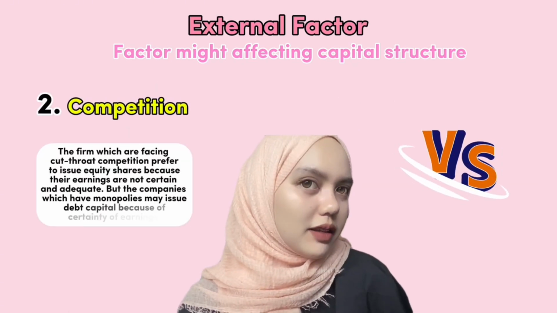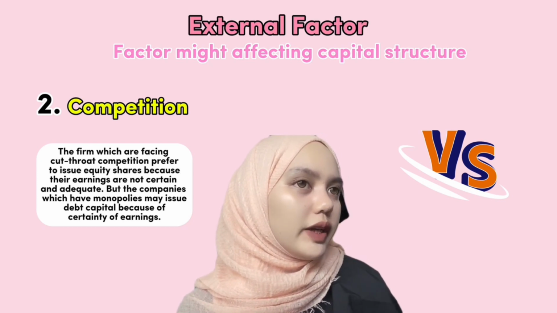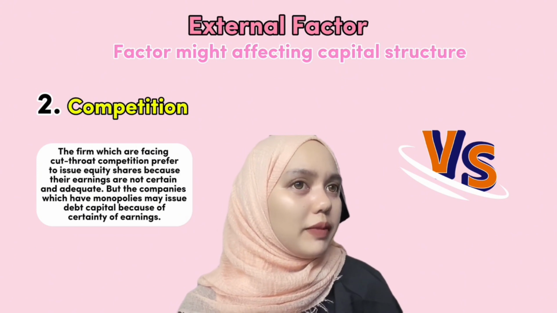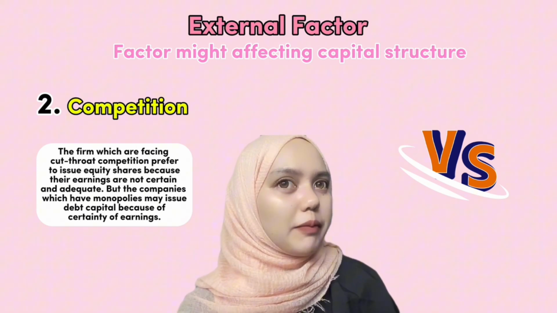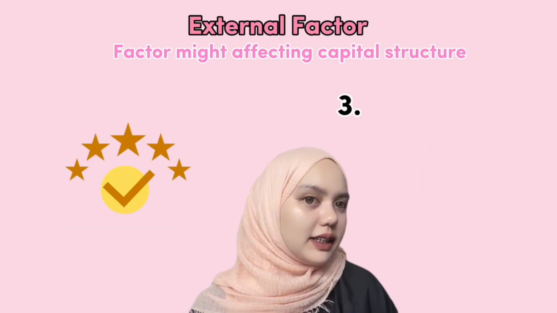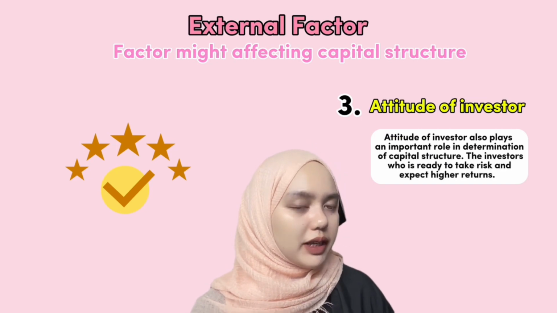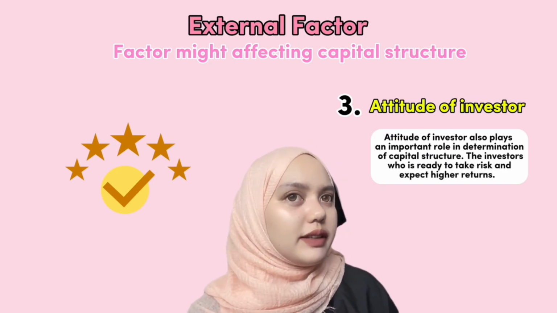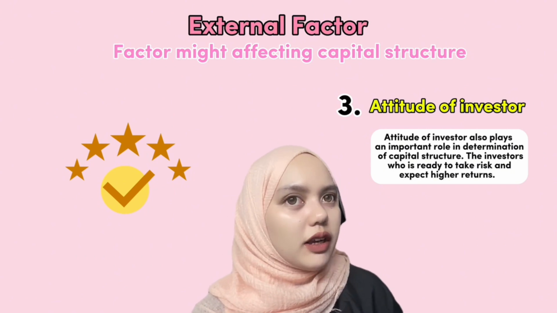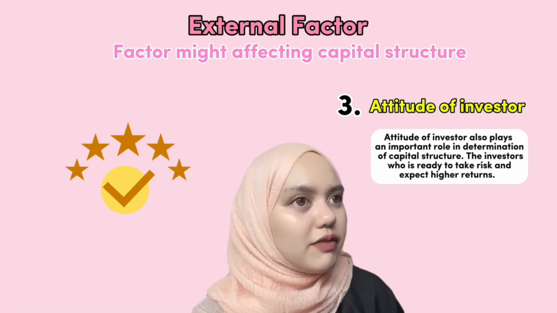Next is competition. Firms which are facing competition prefer to issue equity shares because their earnings are not certain and adequate. Companies which have monopolies may issue debt because of the constancy of earnings. Lastly, the attitude of investors also plays an important role in the determination of capital structure. Investors who are ready to take risk and expect returns prefer equity shares for investment. On the contrary, conscious investors who are interested in safe and equal income invest in debentures.